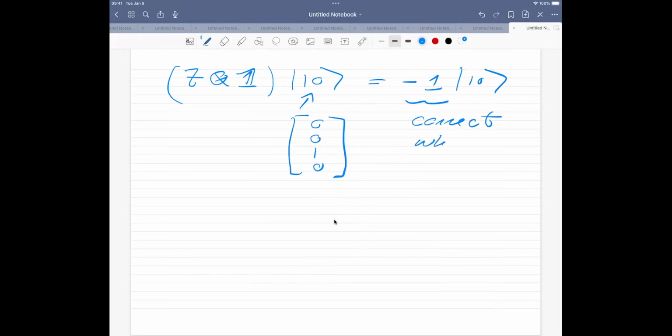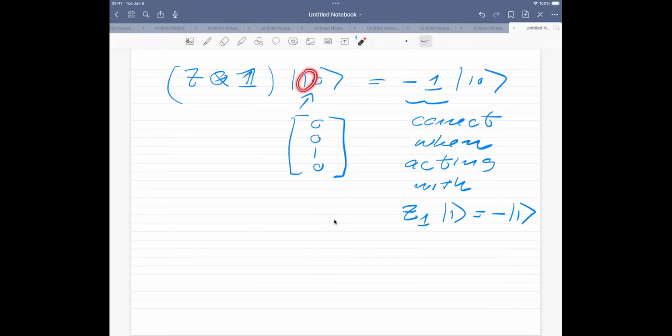when acting with Z. If I take only Z, and this acts on qubit 1, and on qubit 1, this is the same as -1. So qubit 1 is now in state 1, and when I act with this matrix, I get the right eigenvalue. So for my computational basis, when I make the measurement in the computational basis, I get the correct eigenvalue.